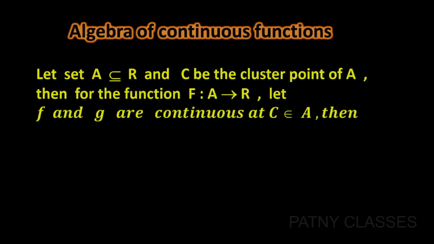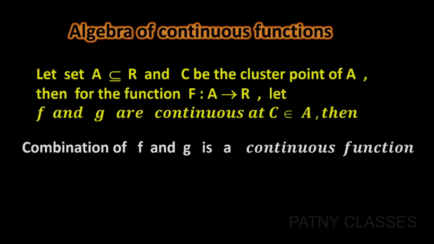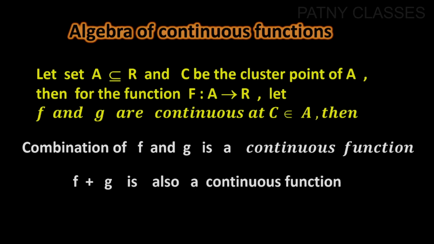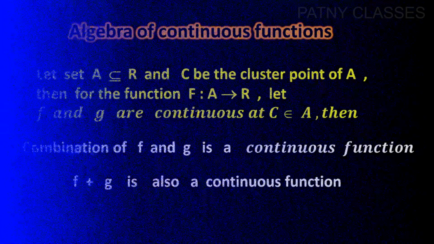Let A be a subset of R and let C be a cluster point of A. For the functions f and g from A to R, let us consider two functions which are continuous at C, where C is the cluster point and C belongs to the set A. Then the combination of functions f and g, that is f plus g, is also a continuous function.